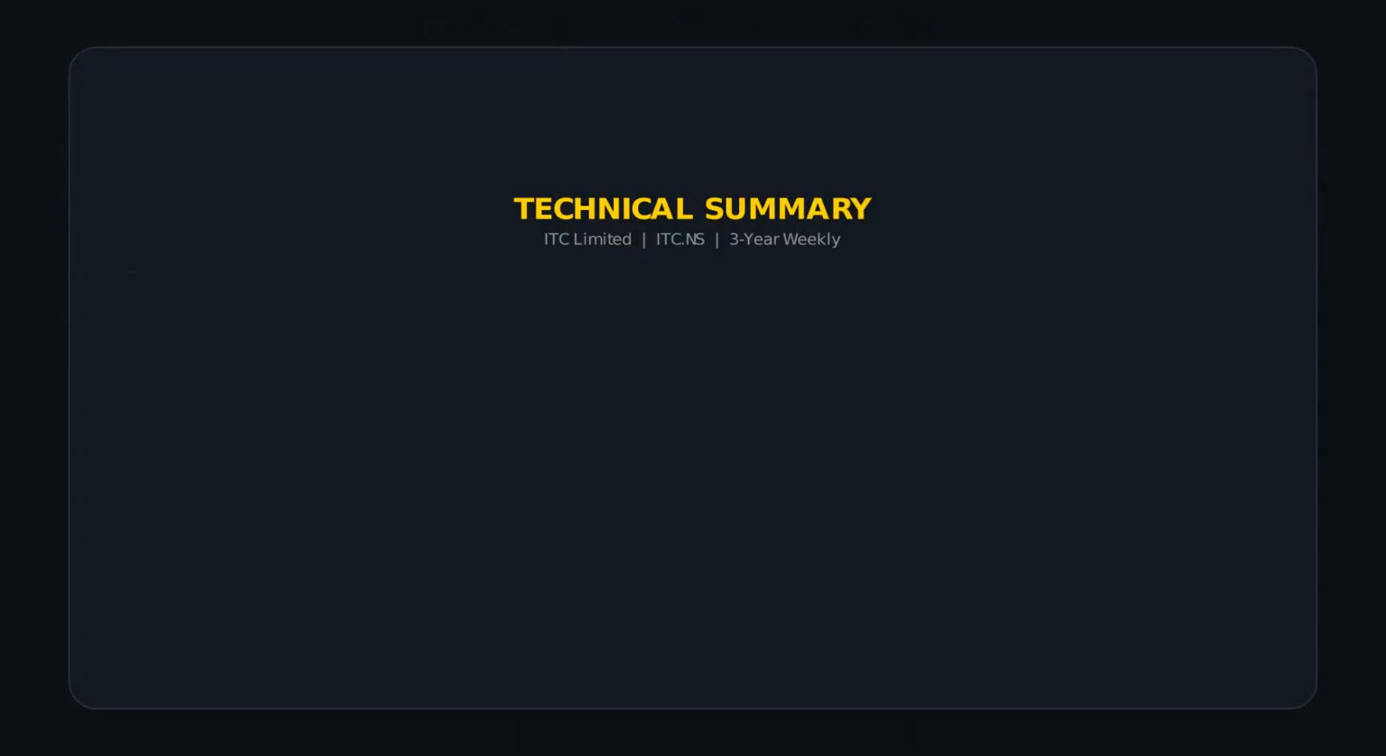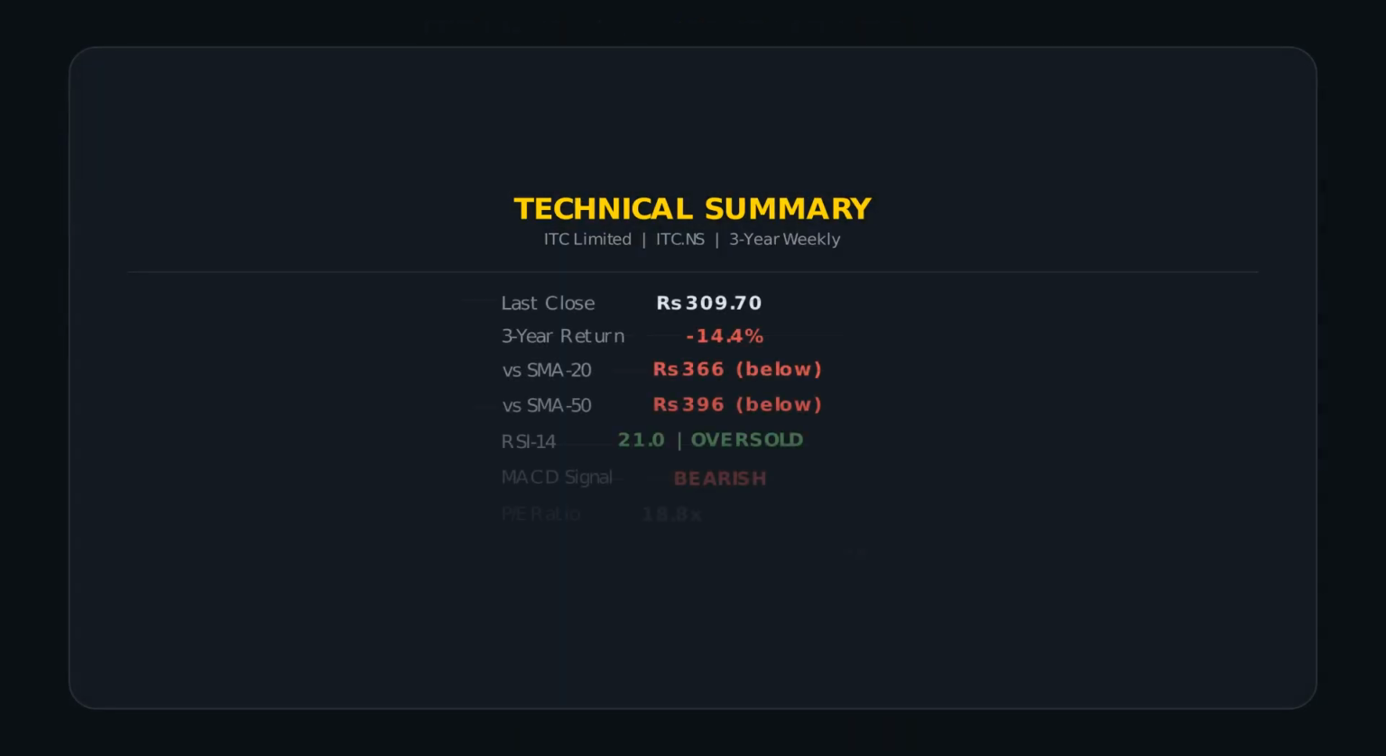Here is the complete technical summary for ITC Limited. The stock has returned minus 14.4% over 3 years. RSI is 21, oversold. MACD is bearish. Price is below the 50-day moving average. Caution is warranted. Multiple indicators are showing weakness. Remember, this is math. Every number here has a formula behind it.